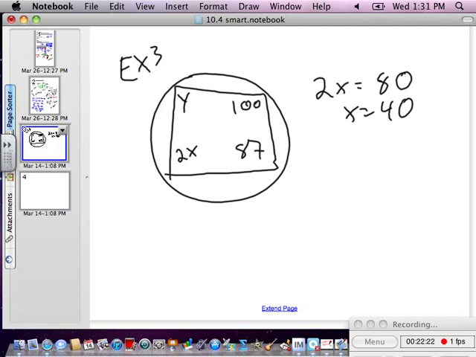Okay. So y plus 87 must equal 180. So y has to equal what? 93. So the opposite angles have to be supplementary. Yep. You want to do one more and then we're good? Let's do one more.